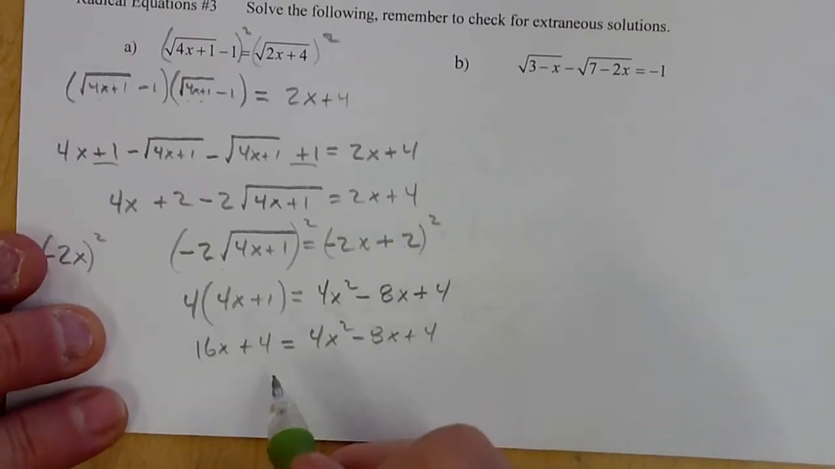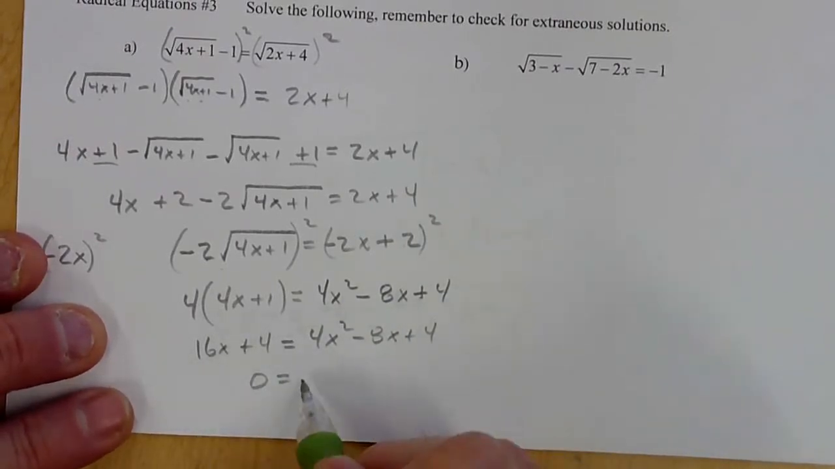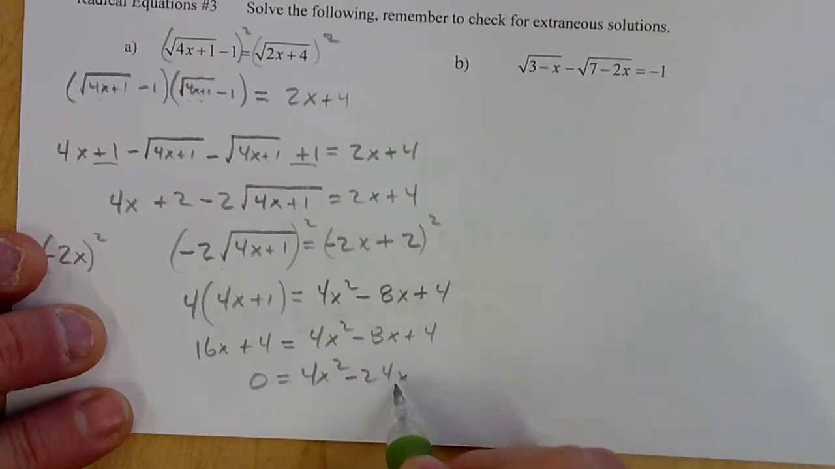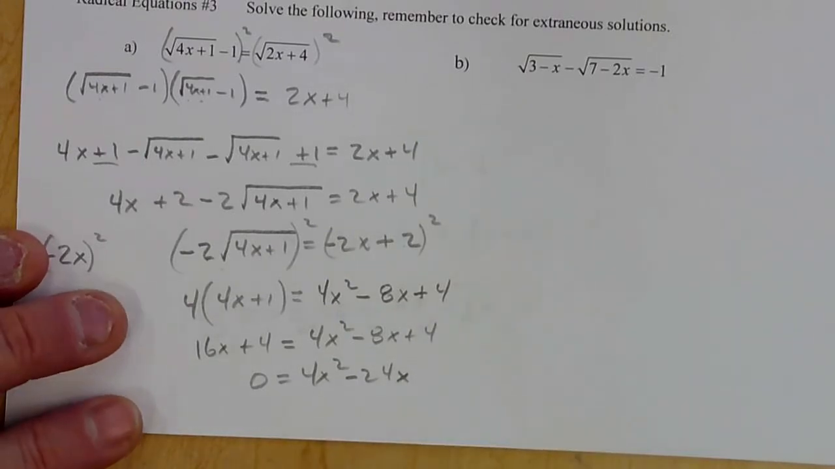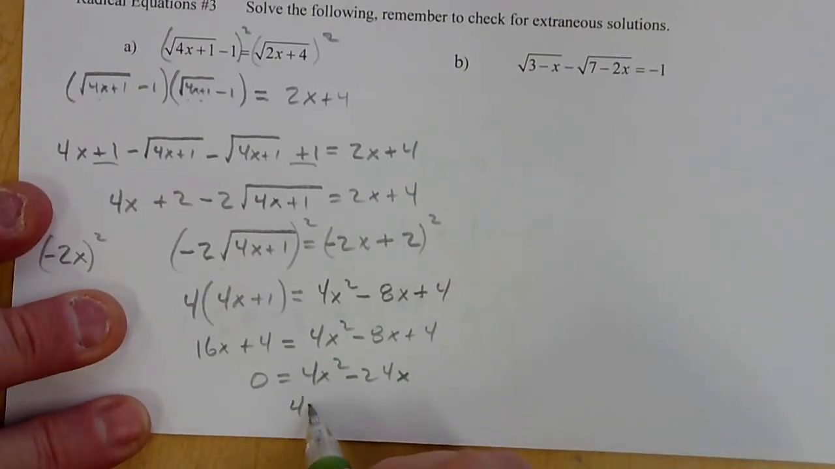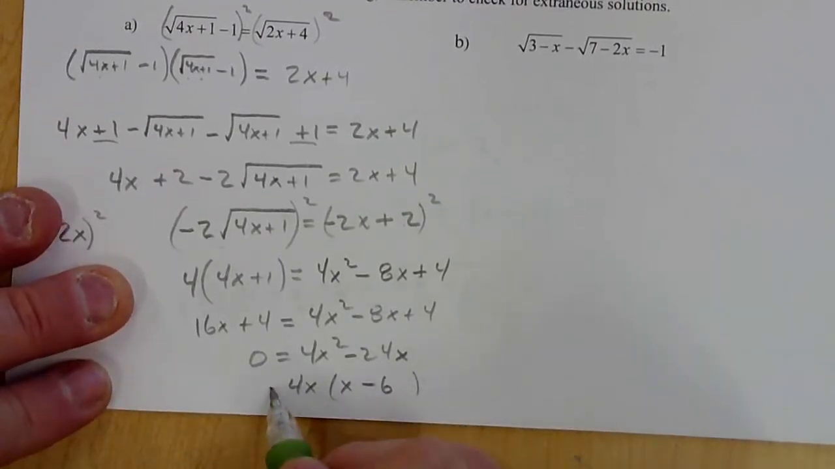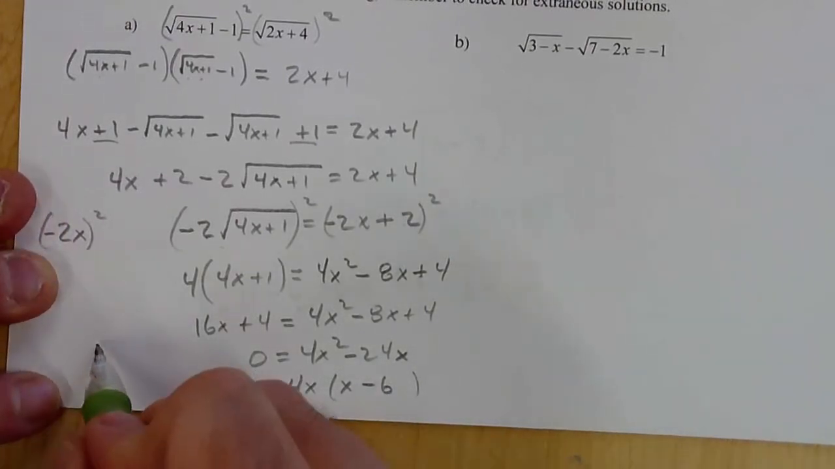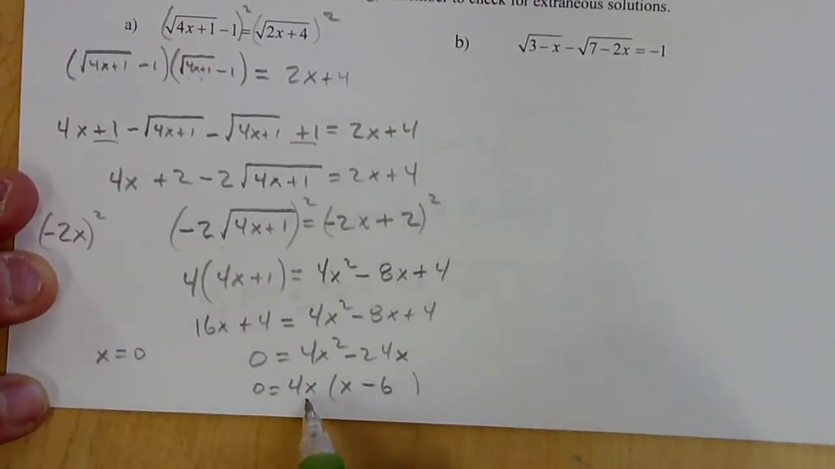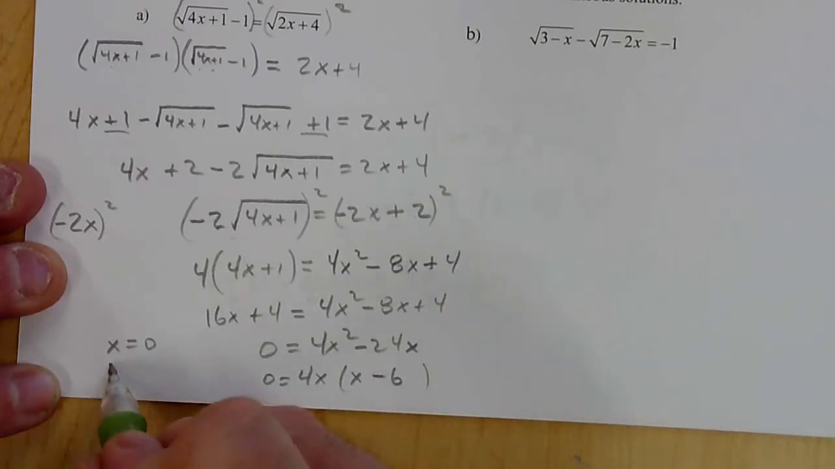Now, bring everything over to the right side. We've got a 4x squared. We're going to subtract 16x, and we're going to subtract 4, which gives us a 0 right there. Pulling out a 4x from both of these terms is the factoring we should do. That's going to leave an x minus 6. So the two possible answers we get here are a 0, because we pulled out that x, and a 6.